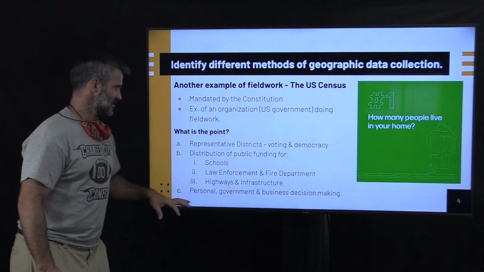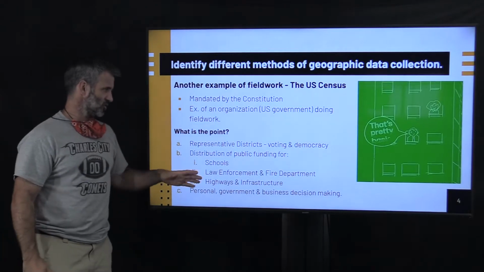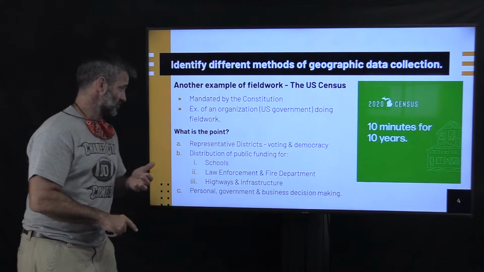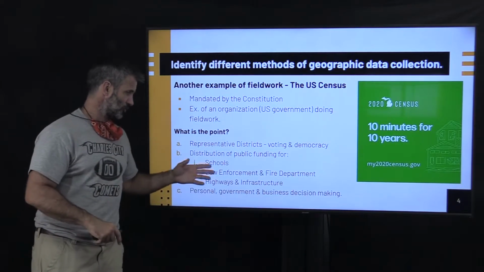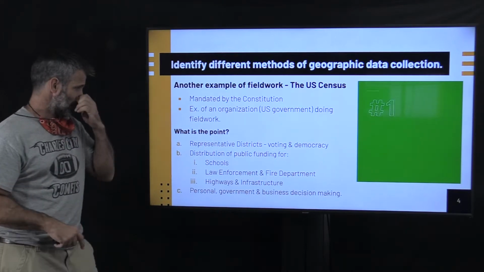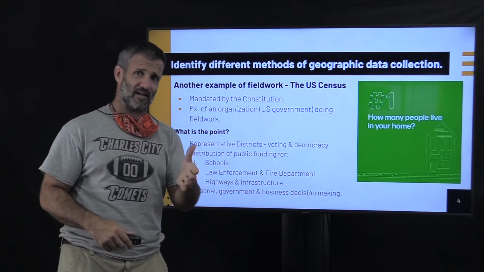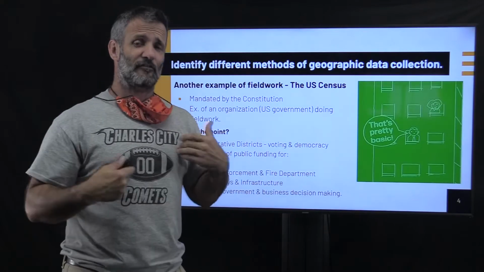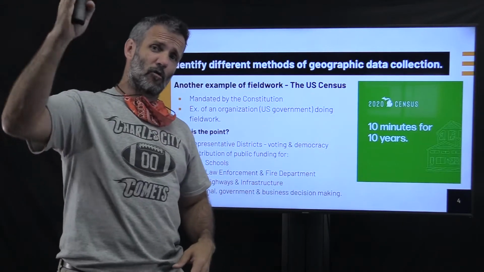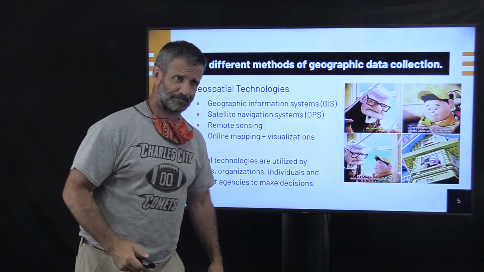Just a little bit more about the census. It's for voting. It's how we divide out the congressional seats, and also for public funding for schools, law enforcement, highways, and infrastructure. All of those things can be done through the census. If you want to start a business in a town, are you going to go to a town where the population is going down or the population is going up?